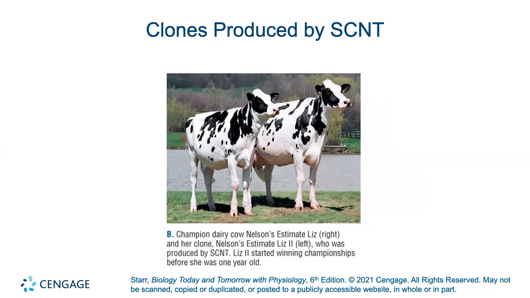Nelson's estimate Liz on the right, and her clone, Nelson's estimate Liz 2, who was produced by SCNT. Liz 2 started winning championships before she was 1 year old. Okay. And you can see that they are basically copies of each other. All right. Now, you might say, well, wait a minute. They don't look exactly the same. Not exactly the same. Okay.